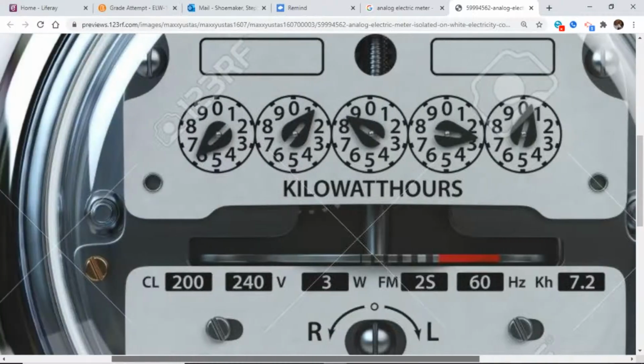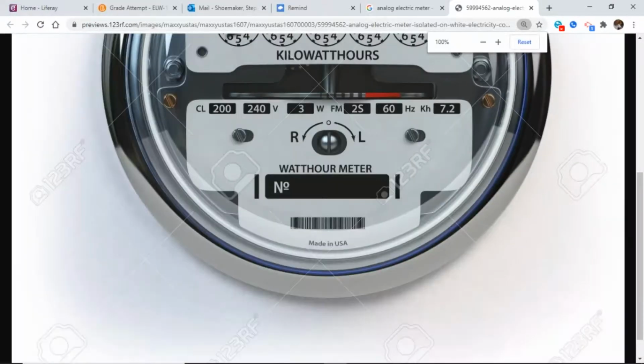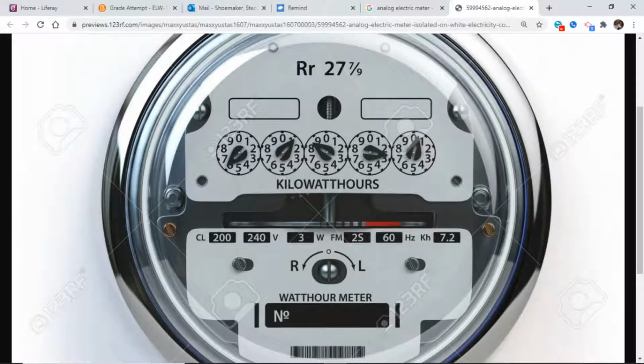Also, when you look at your meters, you can see a lot of information on them. What's the voltage? 240. How many wires? 3. What's the frequency? 60, we'll talk about this later. The big reason we went away from analog meters is they can be cheated pretty easily.